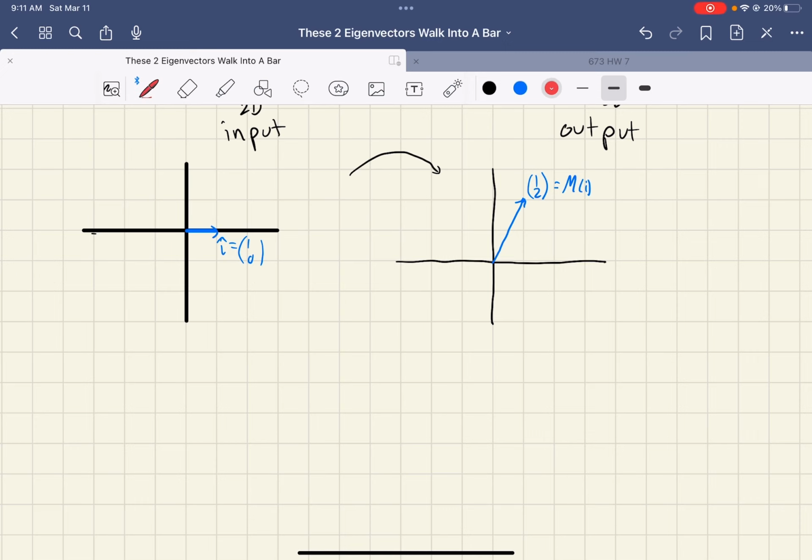Okay, similarly, if I were to draw J hat, okay, so here's J hat. This is 0, 1. Where does it get sent? It gets sent to 2, 1. 2 units right, 1 unit up. Boom. Okay, so this is 2, 1. And this is M of J hat.